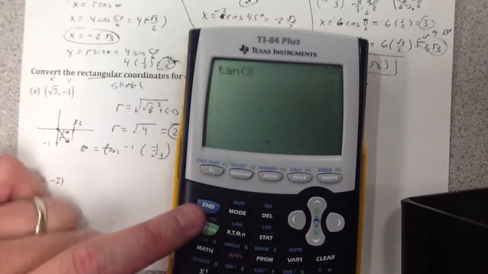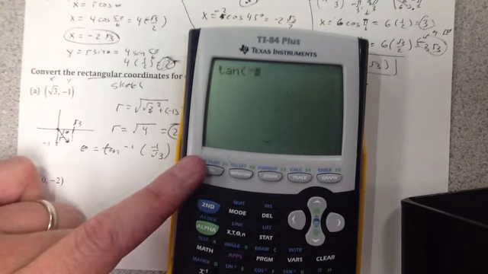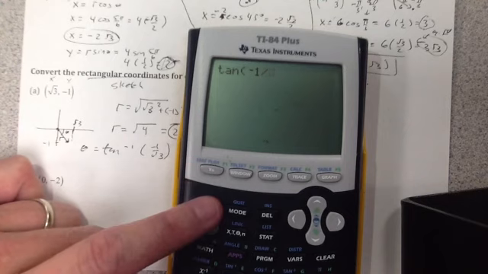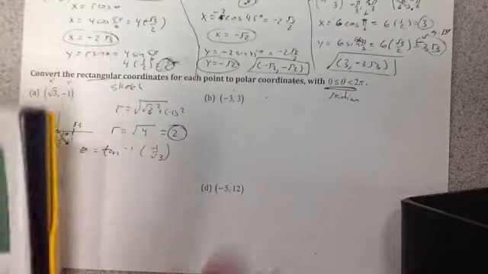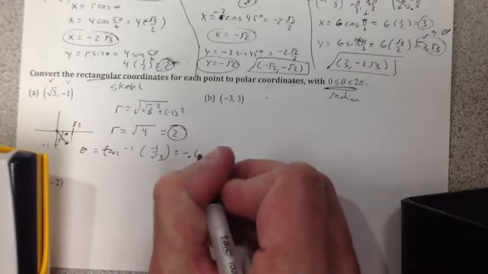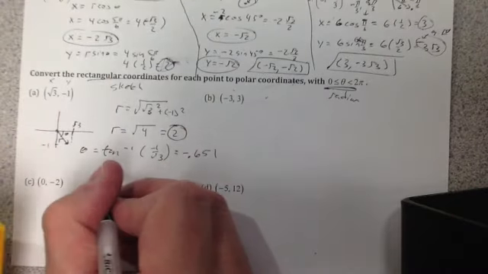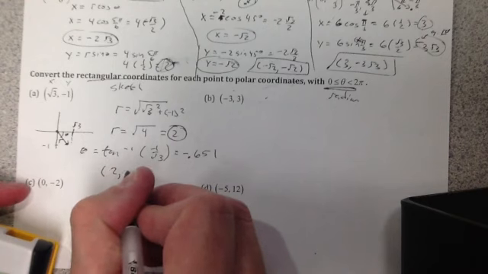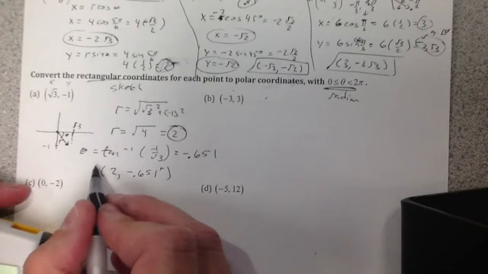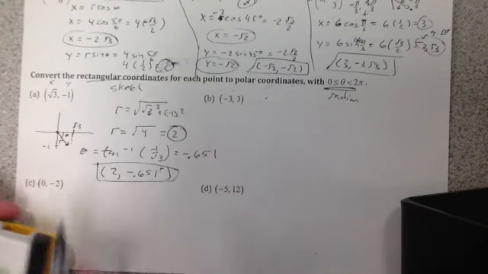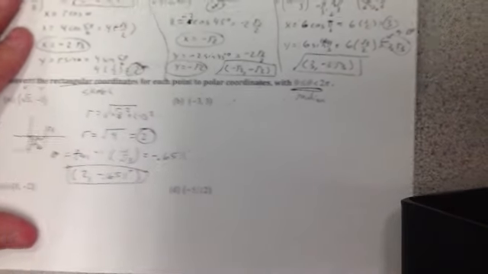Inverse tangent of negative 1 divided by the square root of 3. Enter. I get negative 0.651. So as a point, radius and negative 0.651 radians. We'll put the little r there for radians. Okay? So let's try B.